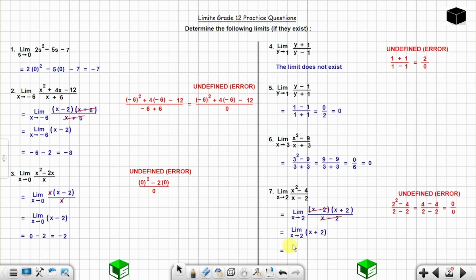You carry on. Now you are going to substitute 2 for x. Plug 2 wherever you have x. Okay, you are going to drop this expression. So you are going to have 2 plus 2, and this is equal to 4.